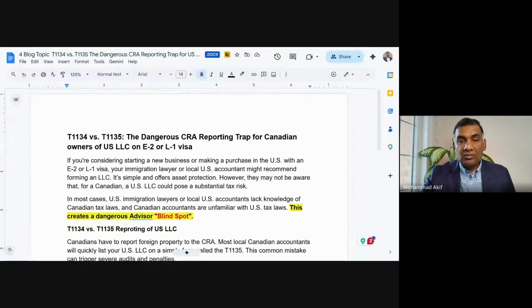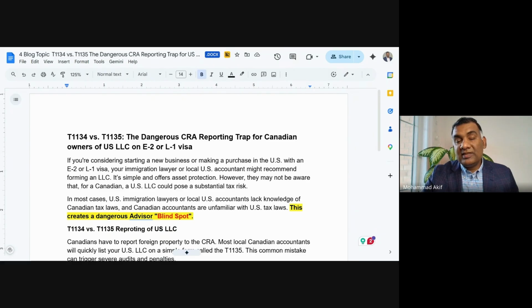Today, we'll be talking about Form T1134 versus T1135 for a US LLC, and why we are reporting this information wrong. So, T1134 versus T1135: why is this a CRA reporting trap for Canadian owners of a US LLC, why does it happen, and why is it dangerous?